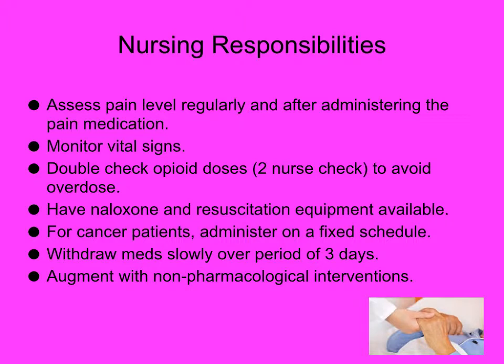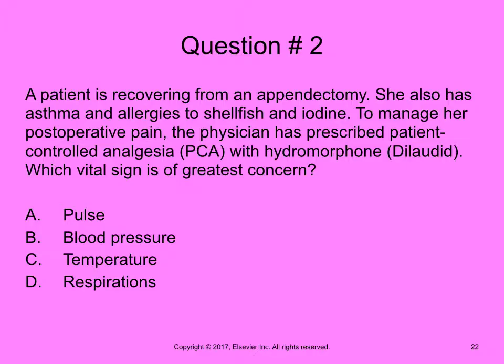For cancer patients, it's always good to put them on a fixed schedule. And a lot of times if they have a very advanced cancer, referring them to hospice nurses is very appropriate because they will help the patient with their pain. They're very good at that. And withdraw the meds slowly over a period of 3 days so they won't have any withdrawal effects, especially when they have been on them for several days. Augment them with non-pharmacological interventions as well.